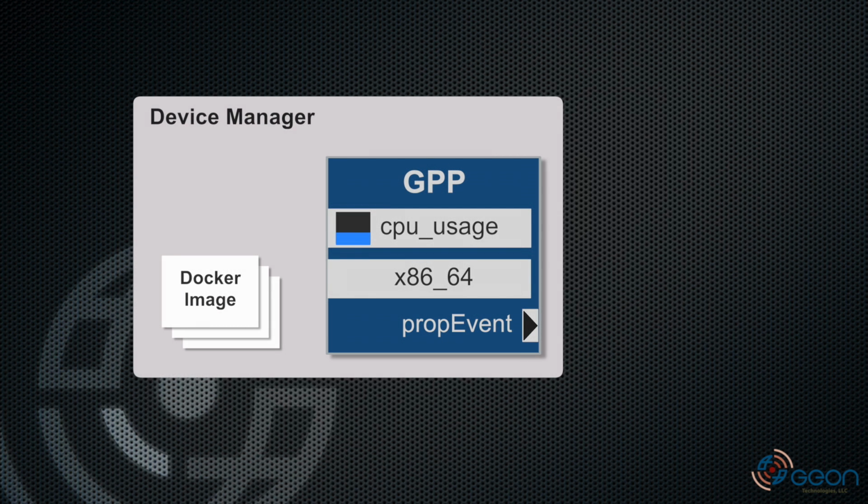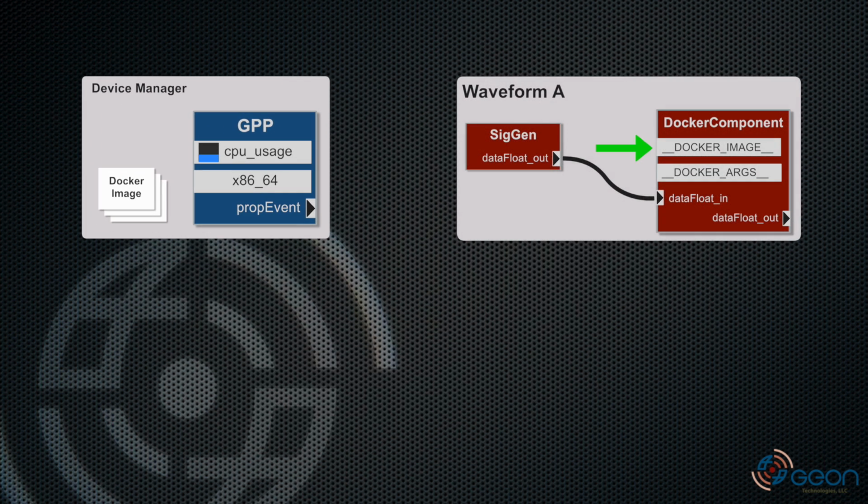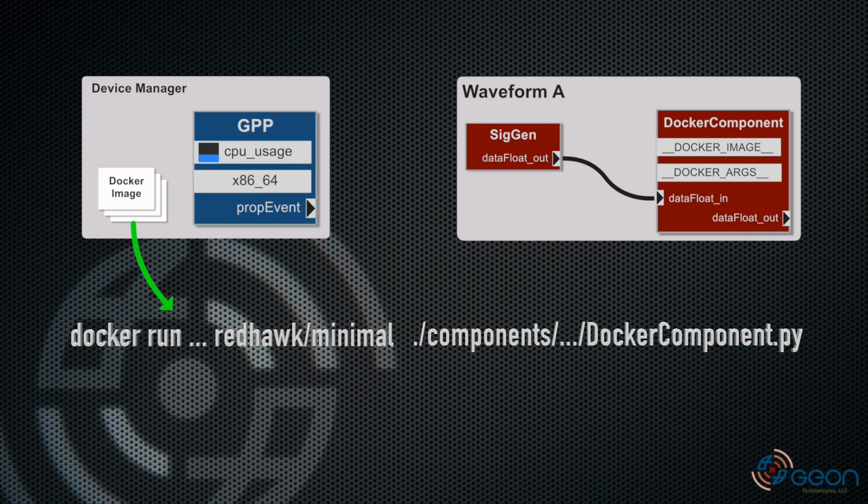We need it to recognize this exec param, otherwise known as pass on command line, so that we can prepend some command line arguments that will let this GPP call on Docker first. In other words, the GPP is going to be doing a basic Docker run, but the command that we pass in will be our RedHawk component within that environment.